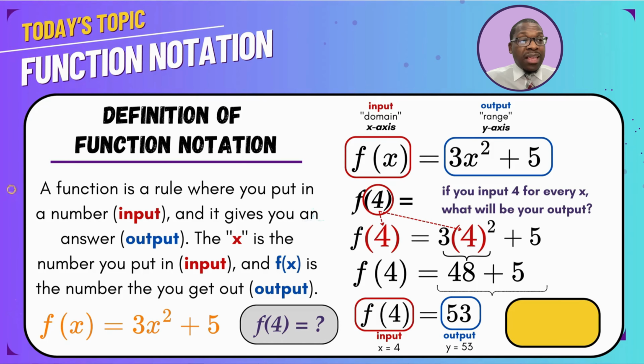So if we were to make a coordinate out of this, the first number, x, is our input. The second number, 53, would be our y, which would be our output. So function notation is simply asking you to replace or input the first x variable with every x variable that you see for the rest of the problem. Now, let's look at a few more examples and see if we can have more success with those as well.